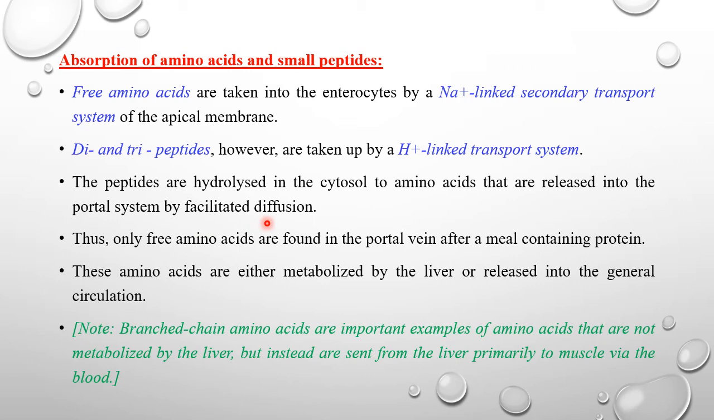So it means that after absorption, in the portal vein after a meal containing protein, there are only free amino acids present. These amino acids can further be metabolized by hepatocytes or they may be released into the general circulation. One important note for you: branched chain amino acids are important examples of those amino acids that cannot be metabolized by the liver, but they are sent from the liver to the muscle through blood circulation for their further utility.